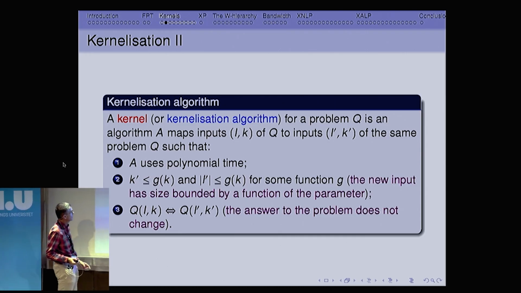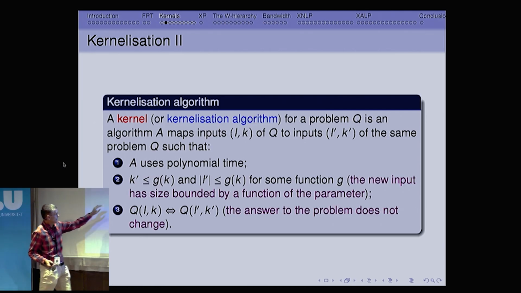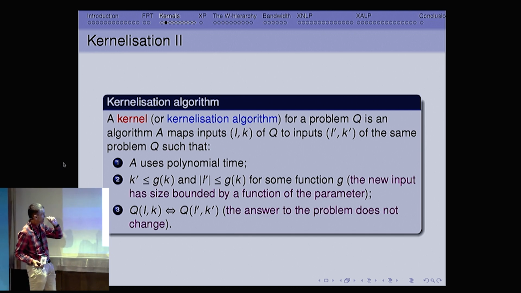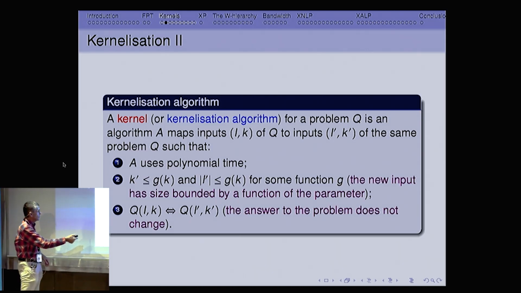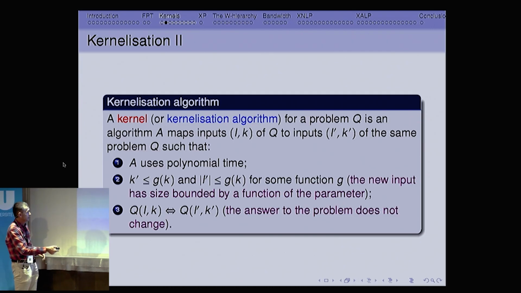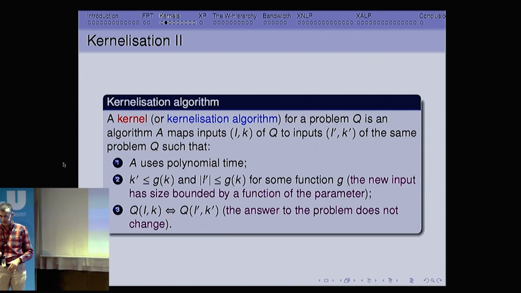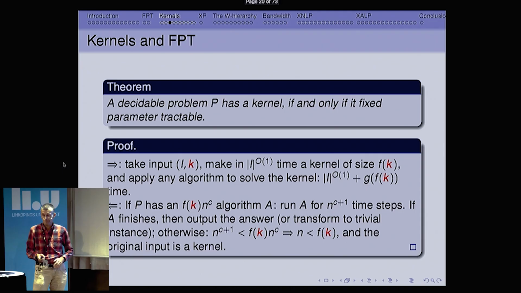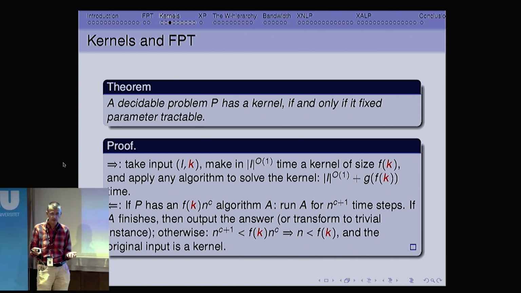So here is the formal definition. A kernel, or a kernelization algorithm, is an algorithm that takes an input of a problem and maps it to another, or maybe the same, input of the same problem. This algorithm uses polynomial time, and I want both the new parameter and the size of the new input to be bounded by some function. So I get a new input and everything is bounded by a function of my parameter. And of course the last thing is that the answer stays the same. And this is what we call a kernel. And there is this nice relation with FPT, namely if a problem is decidable, then it has a kernel if and only if it is fixed parameter tractable.